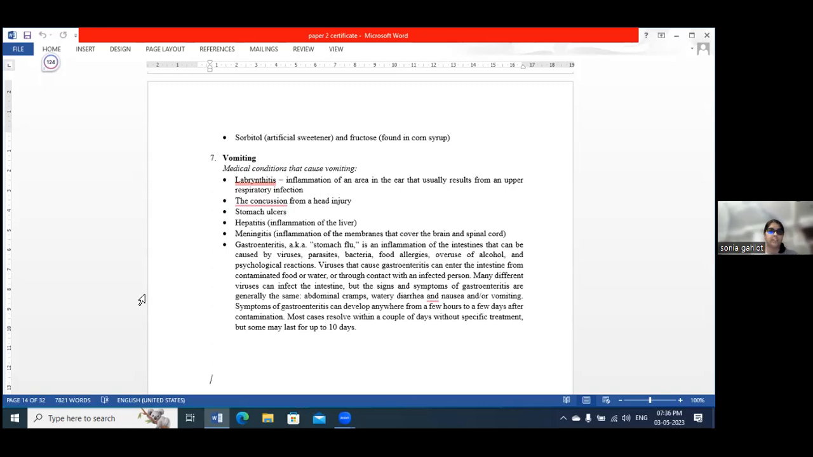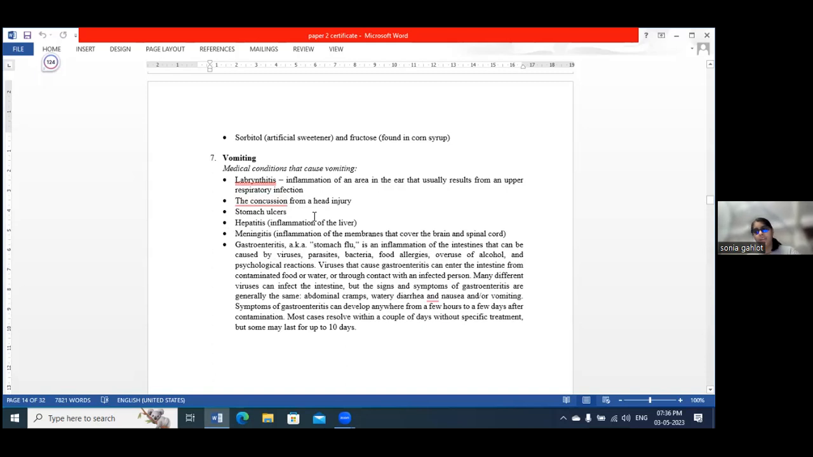And the first one discussed here is labyrinthitis. What is this? I'm not able to pronounce it. Labyrinthitis. Yes, sir. So what happens in this is there is an inflammation in the inner ear, of the nerve that is connecting your inner ear to the brain. That leads to various symptoms and even vomiting.